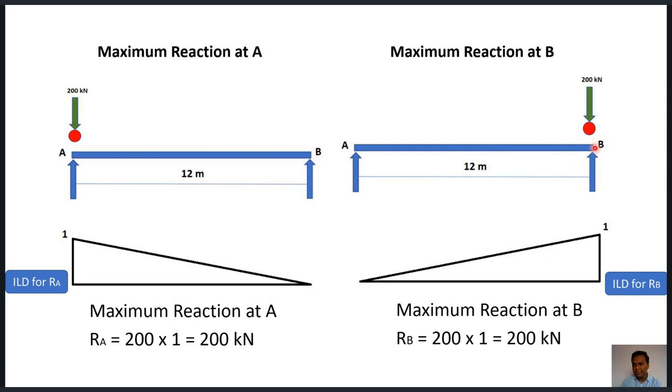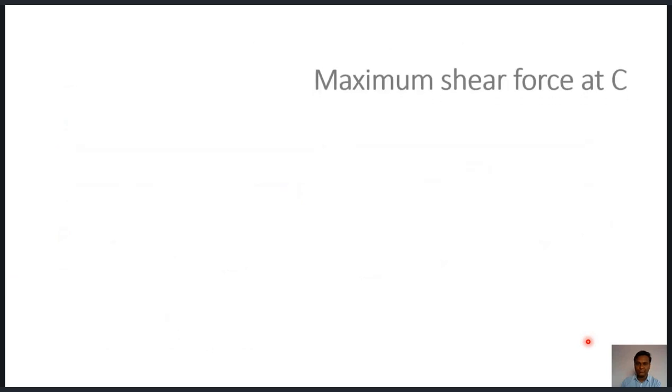So if you are placing this 200 kilonewton other than this point B, everywhere you can see that the ordinates are going on decreasing, so you will not be getting maximum reaction other than point B. So hence you need to place this 200 kilonewton exactly at point B.